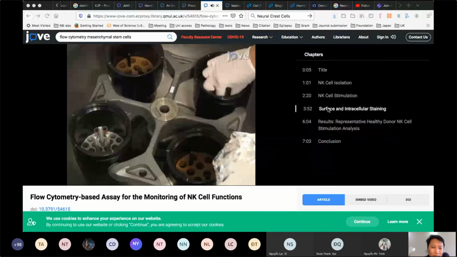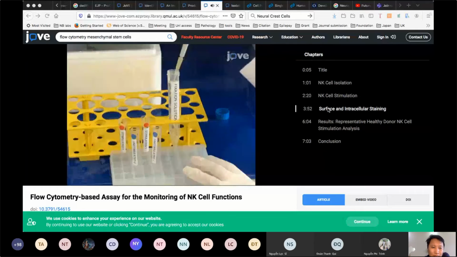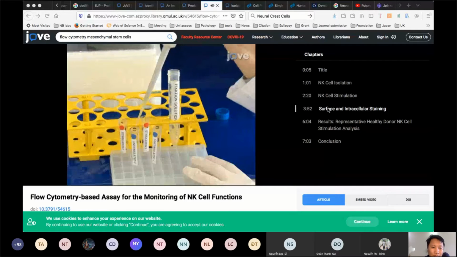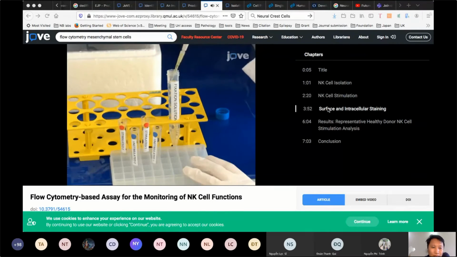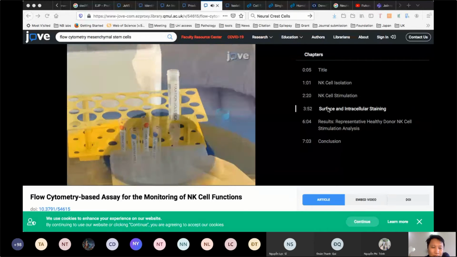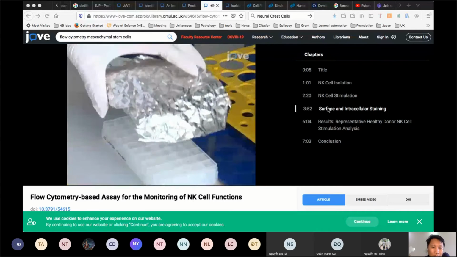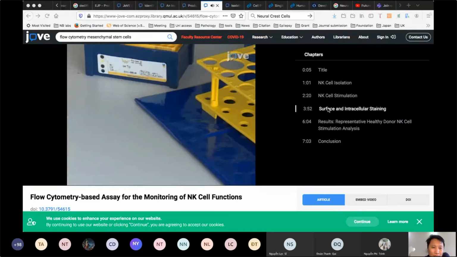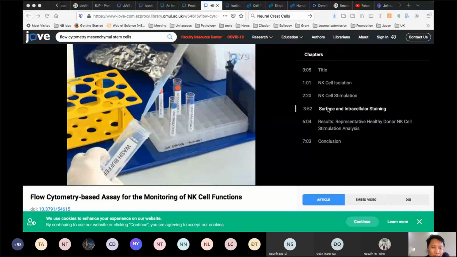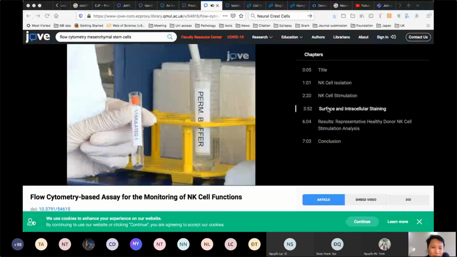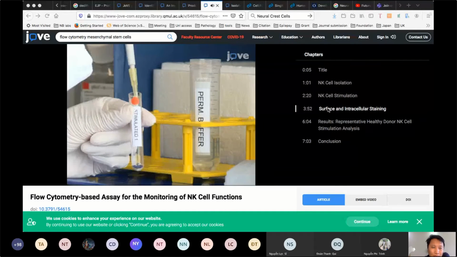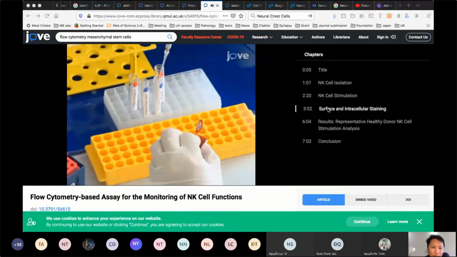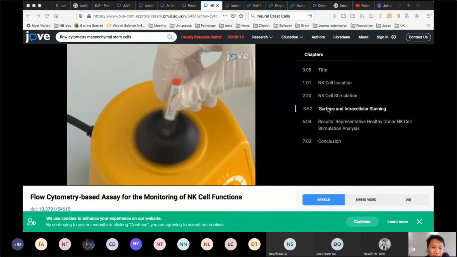Then, wash the cells in 1 milliliter of wash buffer and resuspend the pellets in 100 microliters of a cold fixation solution. Mix by vortexing, followed by 10 minutes at 4 degrees Celsius in the dark. Now, wash the cells in 1 milliliter of wash buffer and resuspend the pellets in 90 microliters of permeabilization buffer. Stain with 10 microliters of the appropriate intracellular antibodies and mix by vortexing.